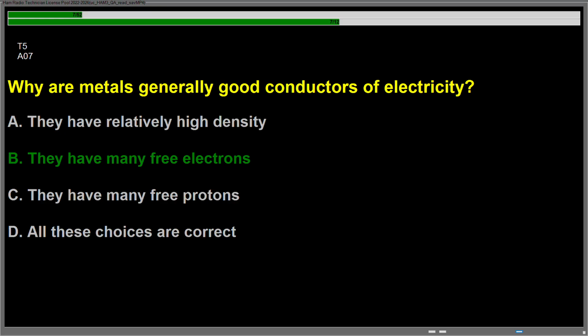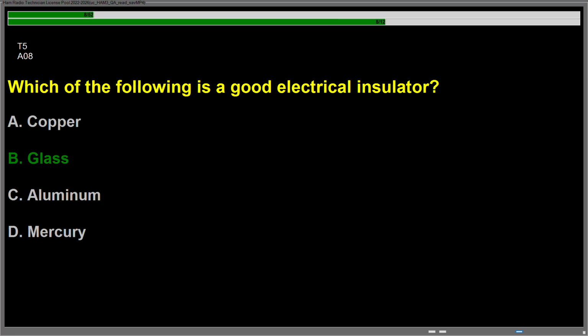Question Alpha 07, why are metals generally good conductors of electricity? Answer is B. They have many free electrons. Question Alpha 08, which of the following is a good electrical insulator? Answer is B. Glass.